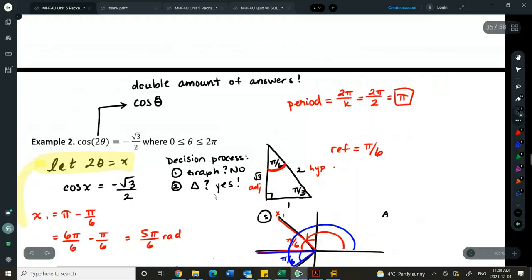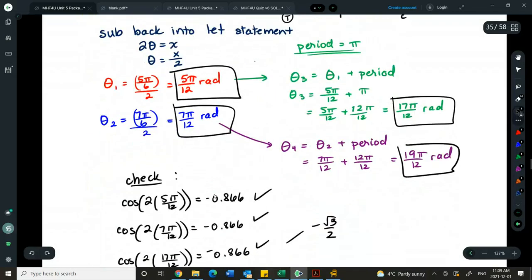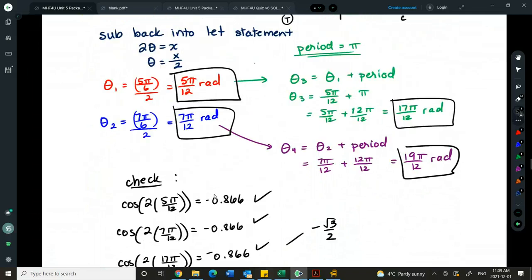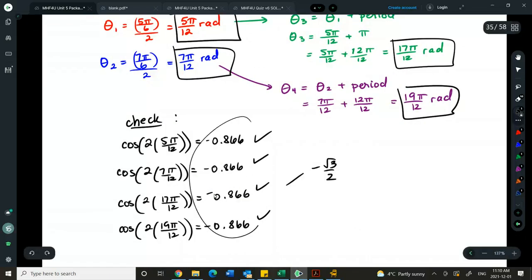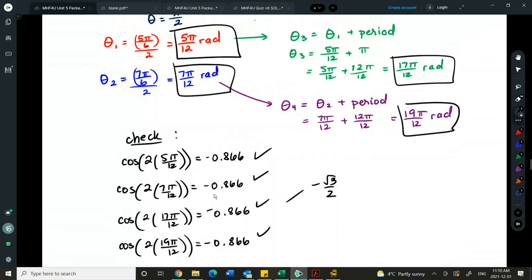Rebecca? They all have to equal the original statement here of negative root 3 over 2. So if you plug negative root 3 over 2 into your calculator, that's about negative 0.866. So those. Okay, anything else?